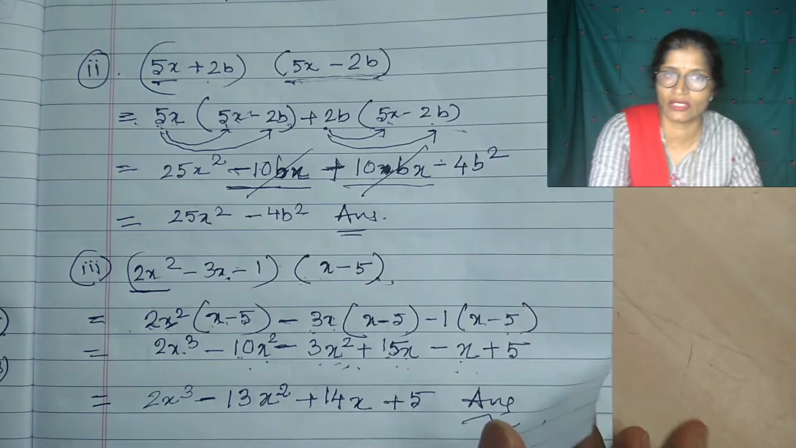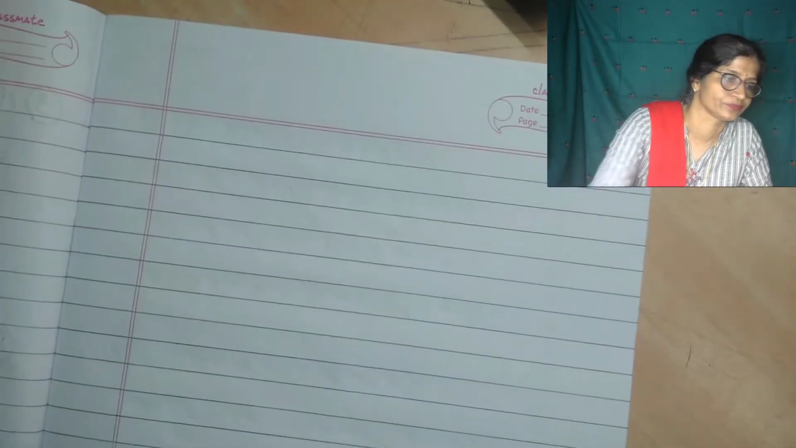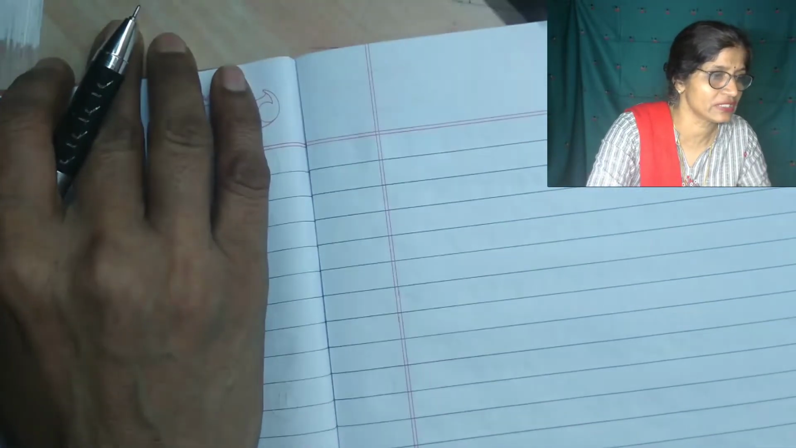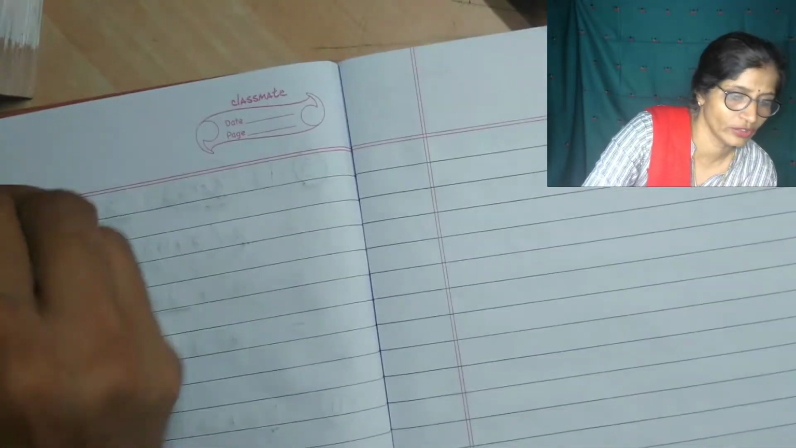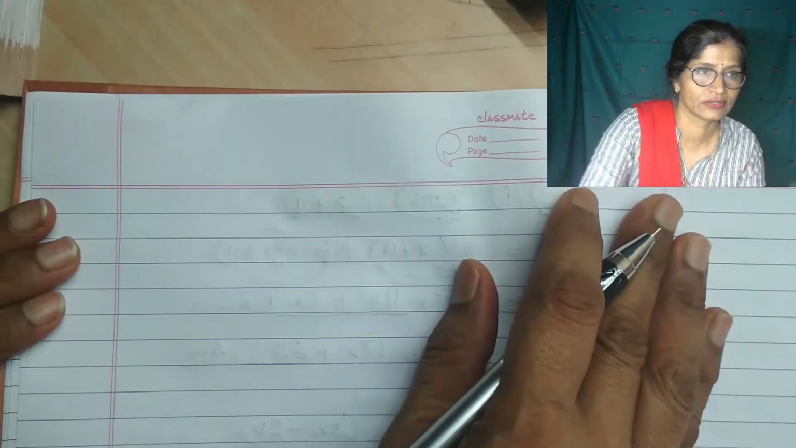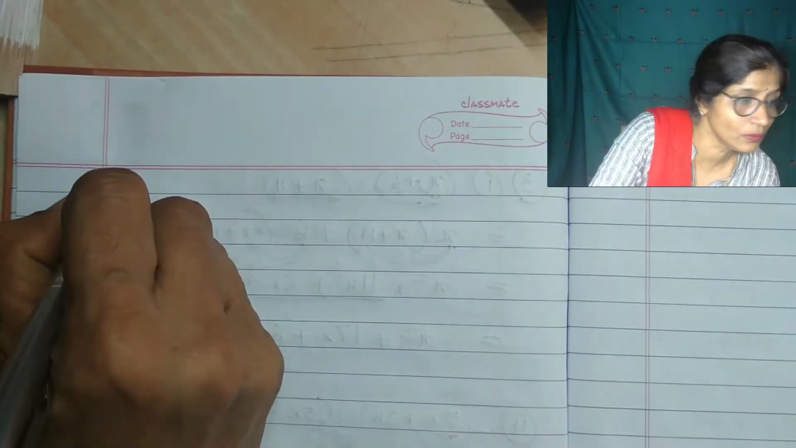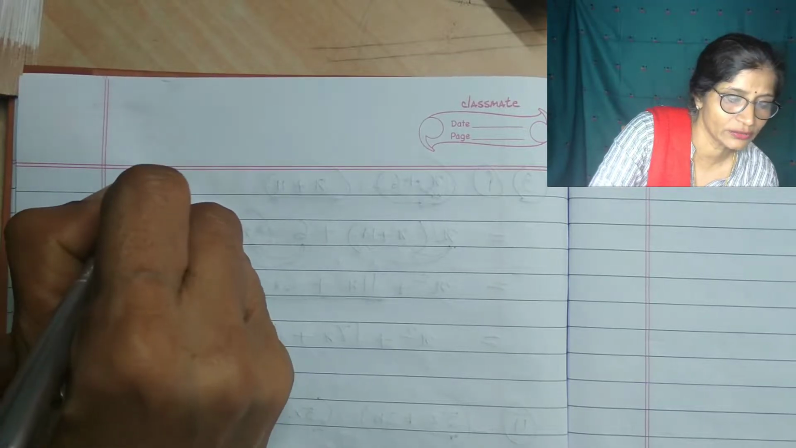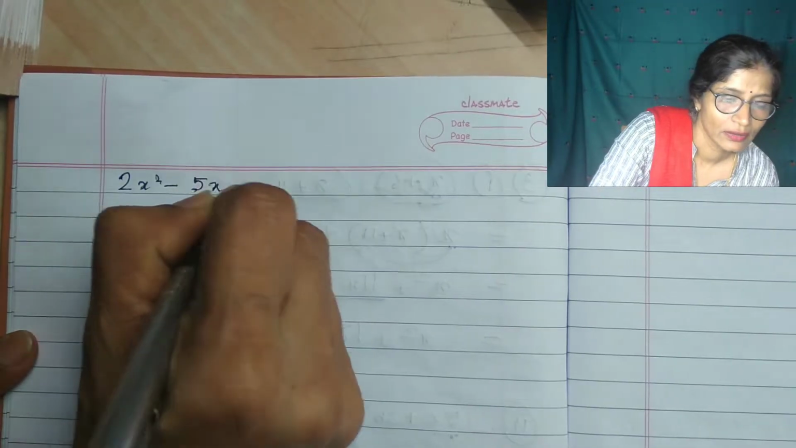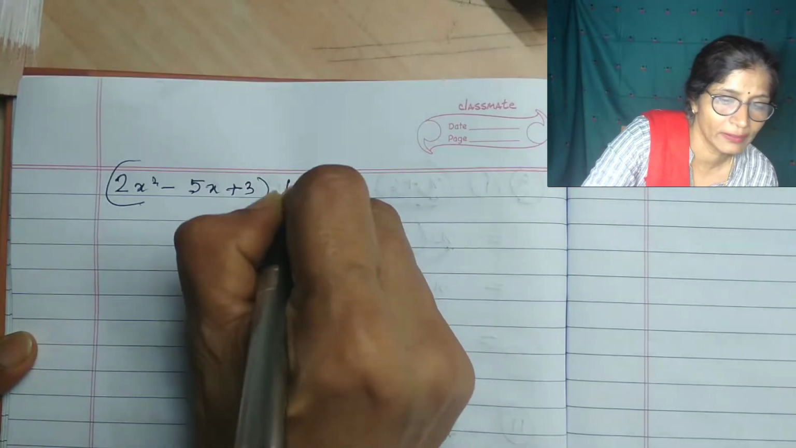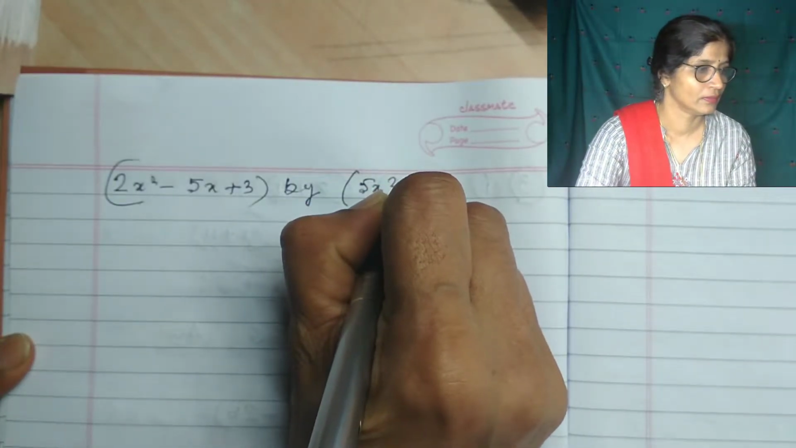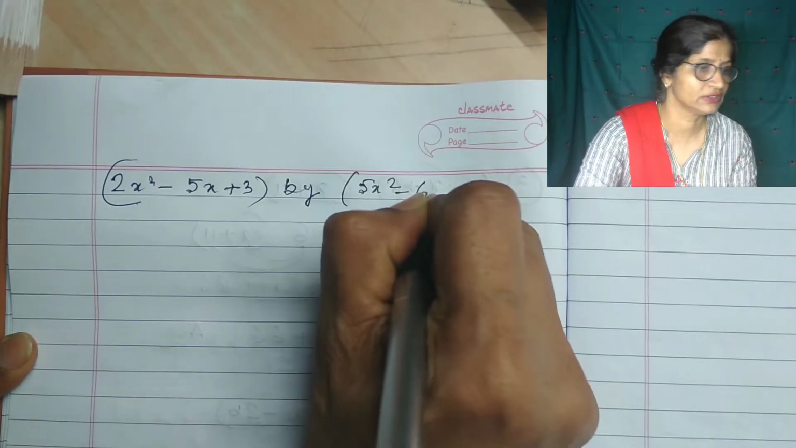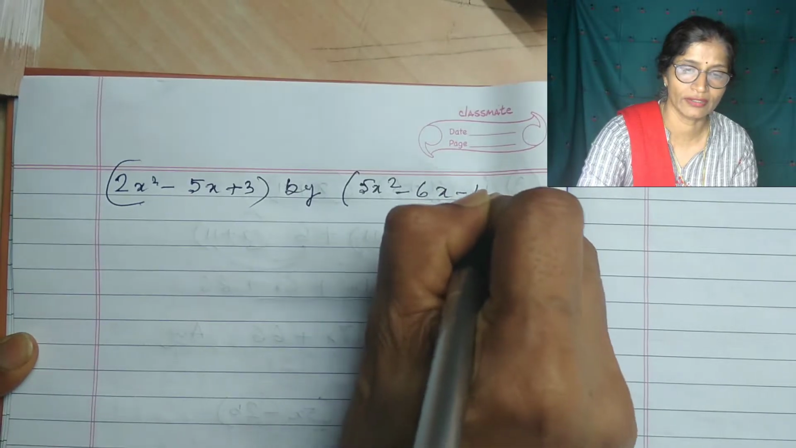So this is all about multiplication. In the same way, suppose it is a trinomial multiplied by a trinomial, for example this 2x square minus 5x plus 3 multiplied by 5x square minus 6x minus 4.